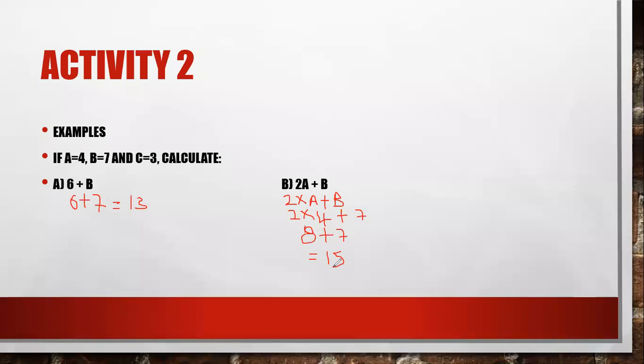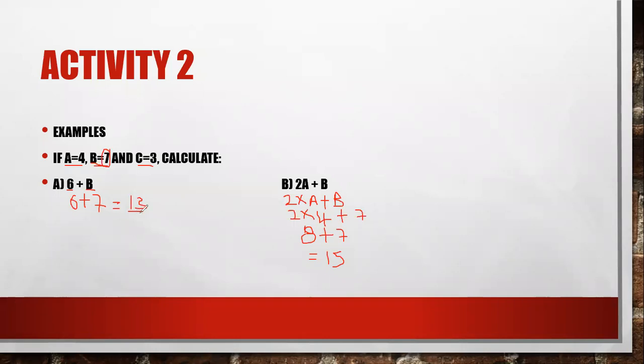I hope we all have the same answers. So basically what we are doing here, we look at the question. They are telling us A is equal to 4, B is equal to 7, and C is equal to 3. And then they're telling us to calculate part A, 6 plus B. So you look at your question and find out what is representing B. And in the question, you realize that B is equal to 7. So where there is B, you come and put 7, which gives you 6 plus 7, which gives you 13.